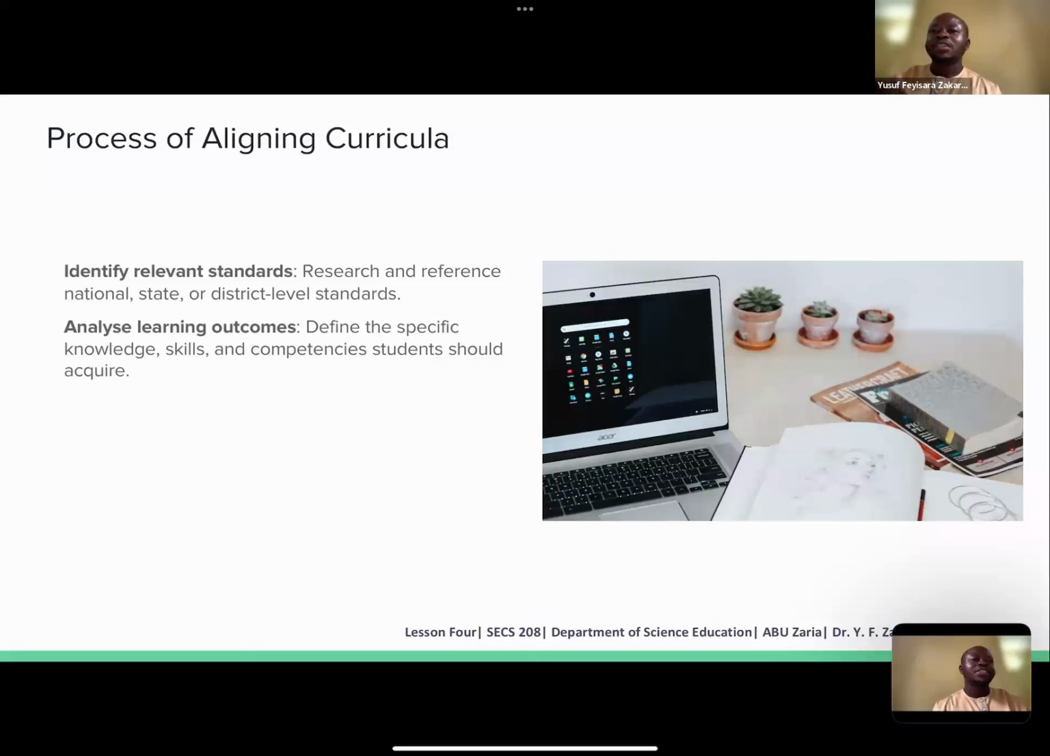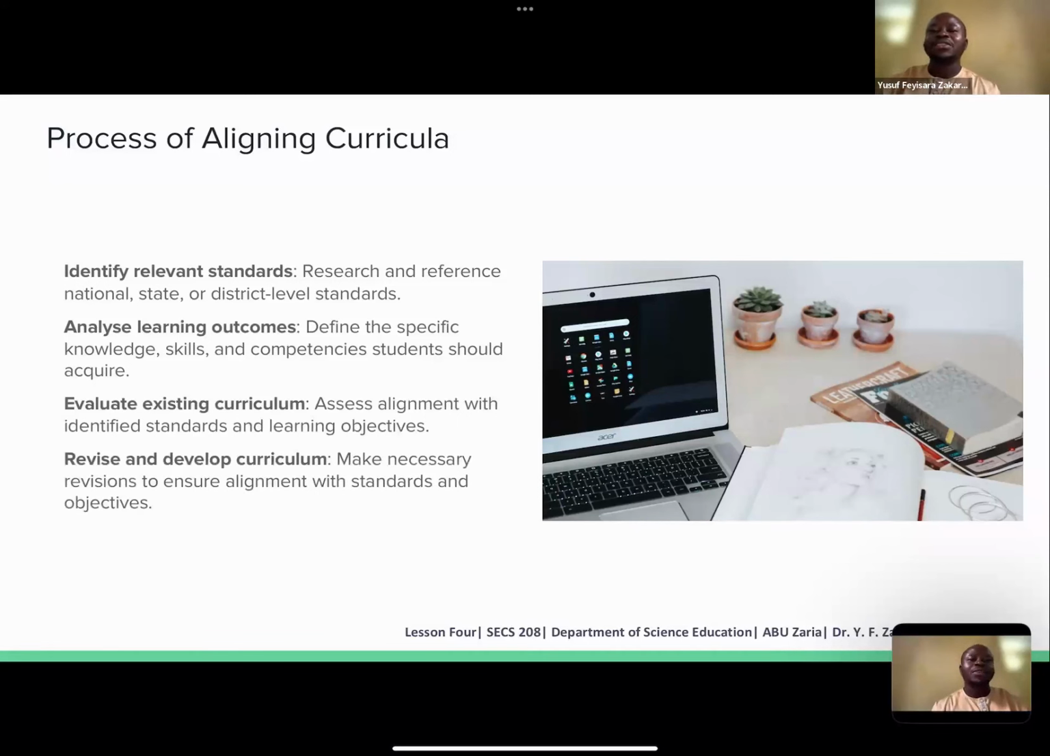Then what about the analysis of the learning outcomes? Since you have identified your standard, now you need to analyze the learning outcomes to make sure that there is a match between the standards and the learning outcomes. Okay? After that, then you evaluate the existing curriculum and see whether this alignment has taken place or not. Then you revise. If the alignment has not taken place, then you revise and develop a new curriculum. You either revise the existing curriculum or you develop a new one.